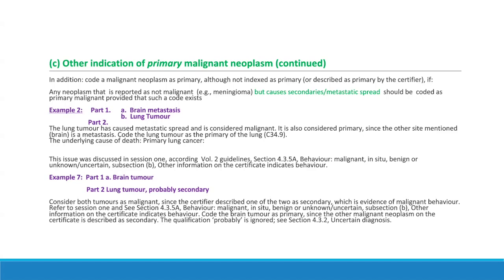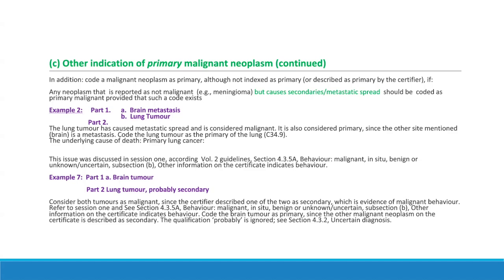Here are the key talking points from this slide. Neoplasms not described as primary but causing secondary metastatic spread should be coded as primary malignant neoplasm, provided an appropriate code exists. This includes neoplasms like meningiomas that are not typically malignant but cause metastasis.